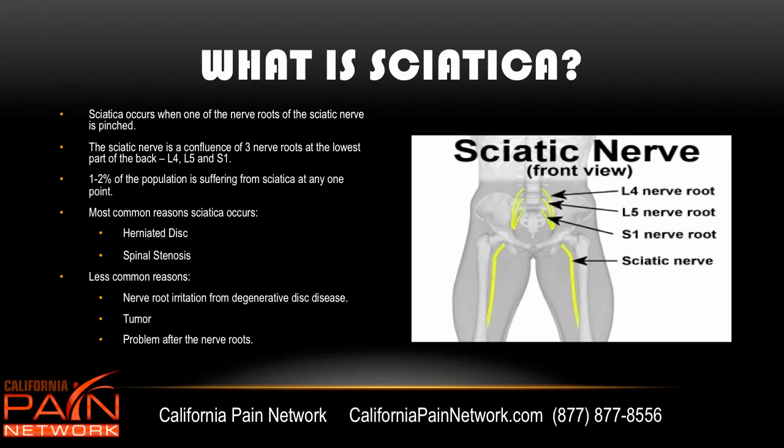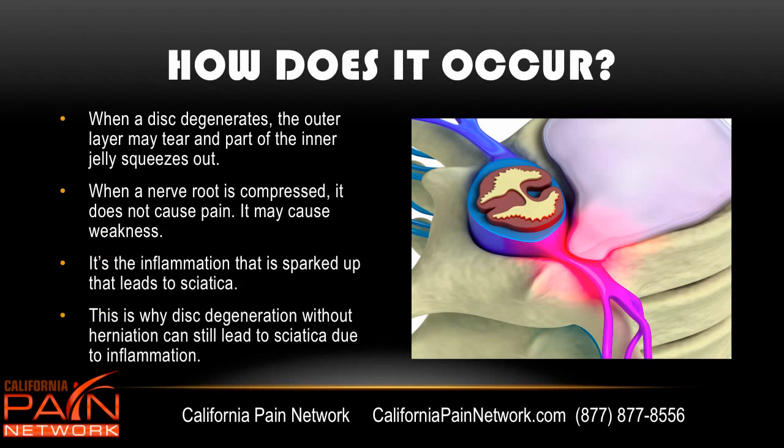At any one point in time, 1 to 2% of the population is suffering from sciatica, and it's most commonly due to either a herniated disc, which is pinching on a nerve, or from spinal stenosis. Less common reasons can include nerve root irritation from degenerative disc disease, maybe a tumor, or a problem in the nerve root itself. So when a disc degenerates, the outer layer may tear.